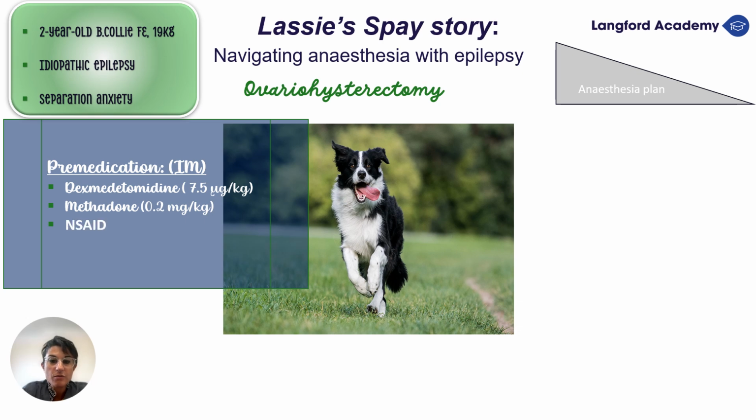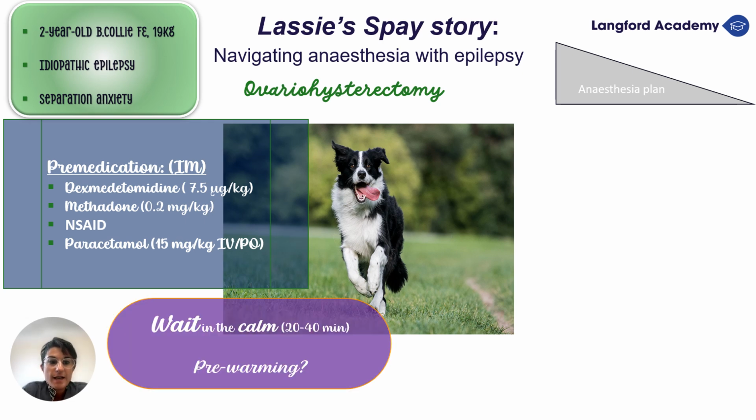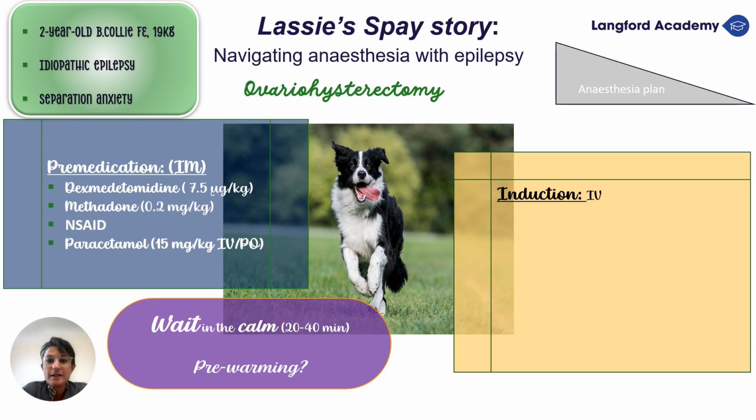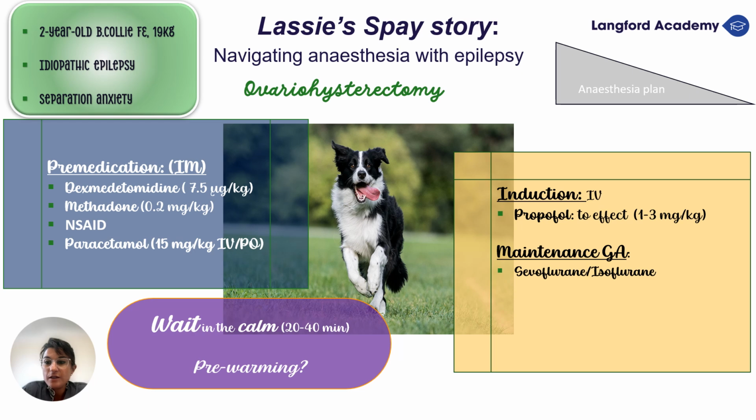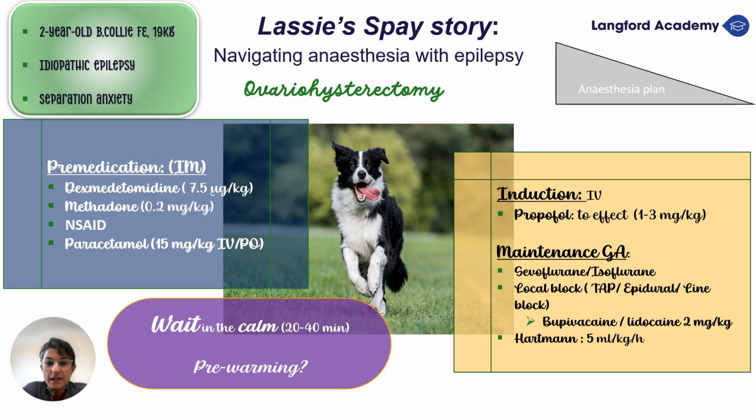You could give a non-steroidal preemptively because it's healthy and it's a good analgesic. You can also add some paracetamol as well, either PO or IV, probably IV if it's just before the GA. And then you wait in the calm for 20 to 40 minutes after you gave the IM injection. And when he's well sedated and has an IV catheter, you can move on to the induction. So induce with propofol to effect, maintain with either SIVO or ISO, local block if you can, like a TAP block or an epidural, or even a line block if you can't do any of those two above. You can use bupivacaine or lidocaine, and then put her on Hartmann at 5 ml per kilo per hour.